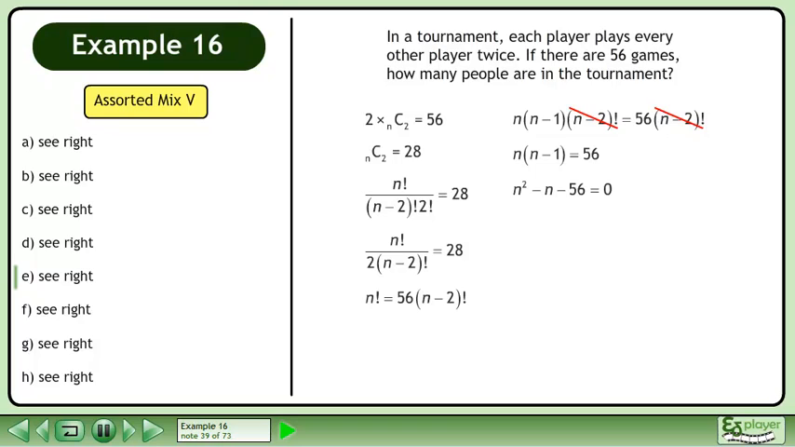Expand and bring all terms to the left side. Factor. The solution is n equals -7 or 8. Reject -7. The answer is n equals 8.